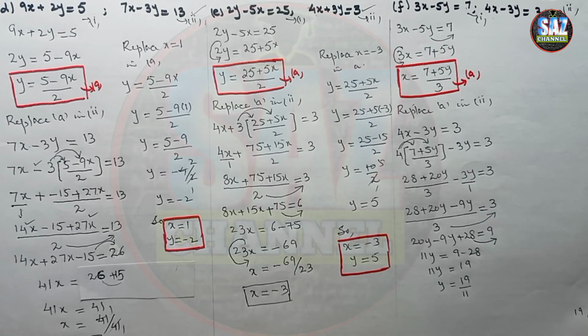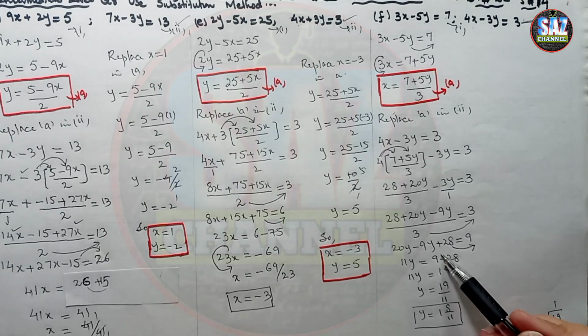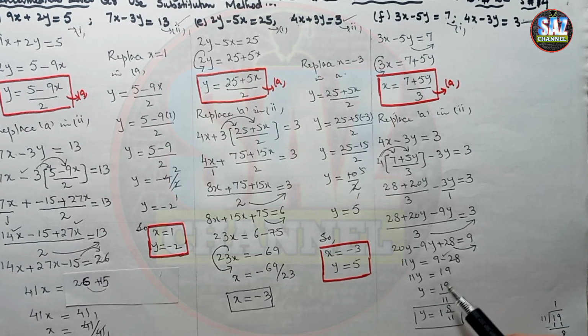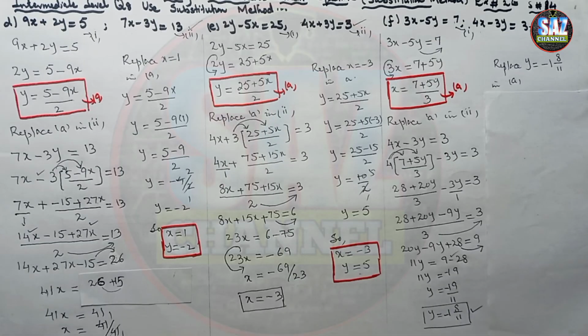y equals 19 by 11, or I can write this number in the form of a mixed number: 19 divided by 11, 11 ones are 11, and it will give me 1 whole 8 by 11. y equals 1 whole 8 by 11. Okay, now if we look at 28, it is bigger, so minus, and minus. So the value of y will be y equals minus 1 whole 8 by 11. Now in order to get the value of the other variable, which is x, we will replace y equals minus 19 by 11, or minus 1 whole 8 by 11, in A.